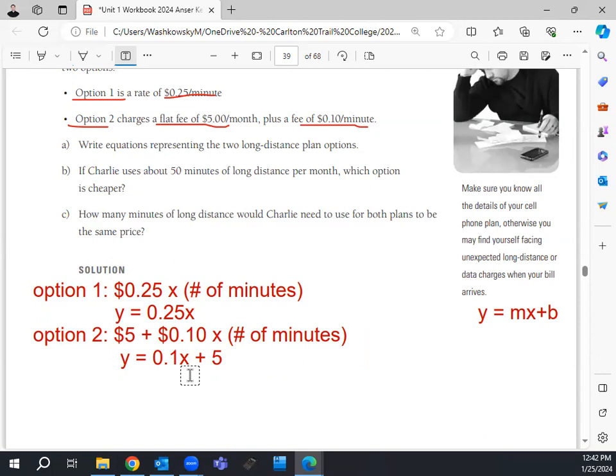So again, it's taking stuff like that. You're able to turn that into equations, which we've now done. Check.